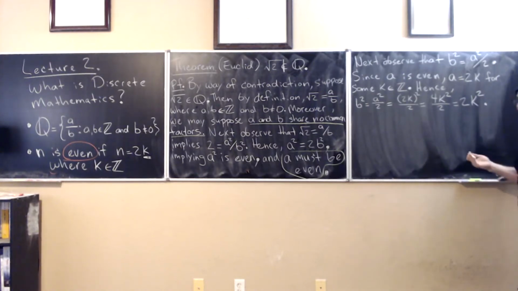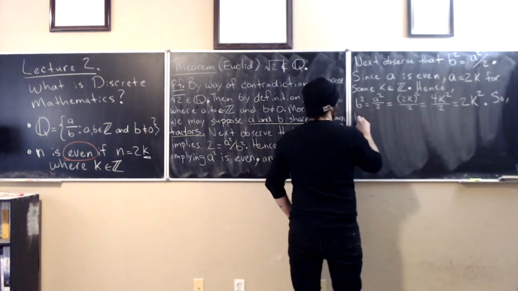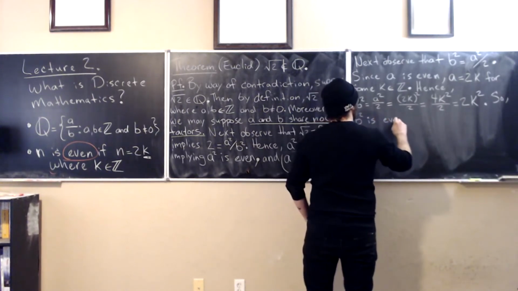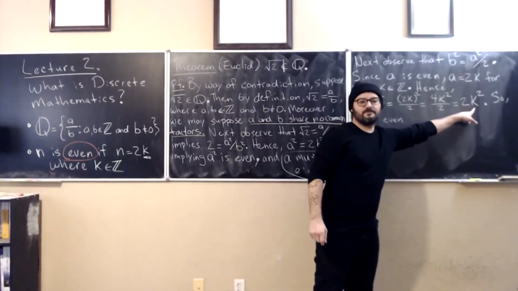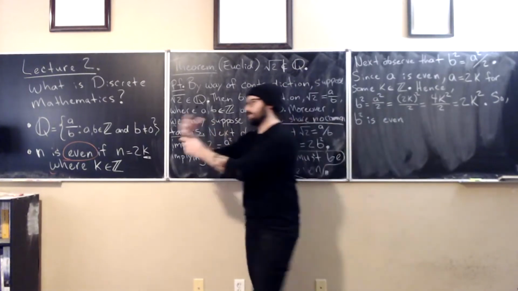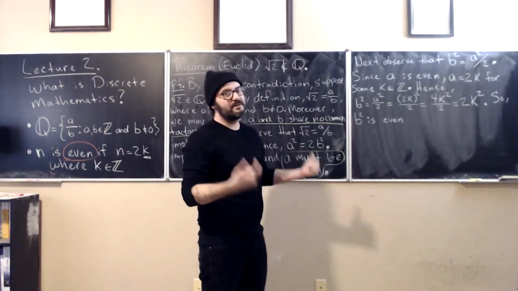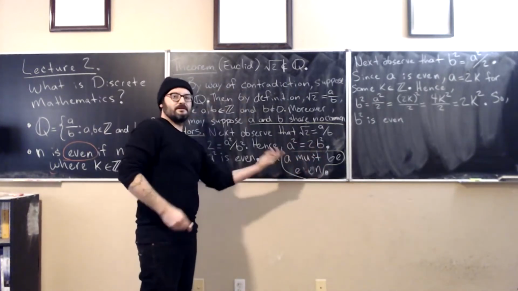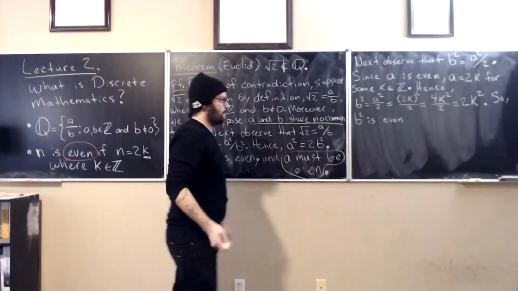I know something now. So b squared is even, right? b squared is equal to twice an integer, which means it satisfies the definition of being even. But if b squared is even, like we reasoned before, then b must be even.